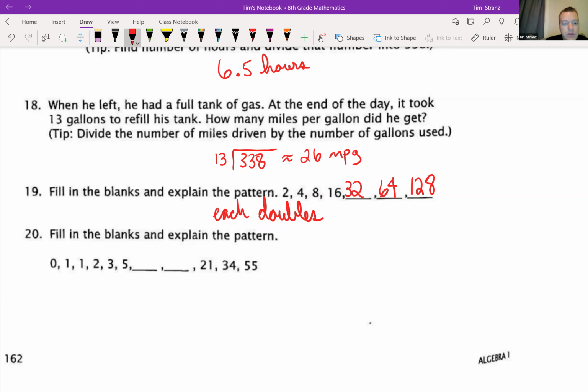3 plus 5 would give us 8. 5 plus 8 would give us 13. And if you see 8 plus 13 would give us 21. 13 plus 21 would give us 34, and so on. All right, so the pattern is you're going to take the previous number and add.